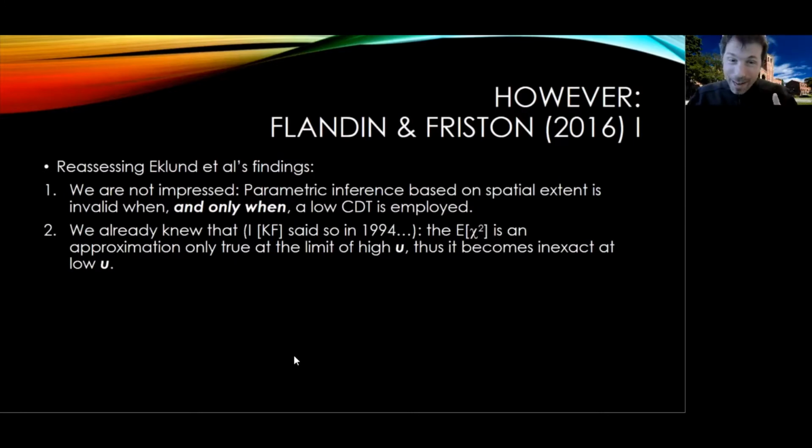I very clearly specified that the expected value of the Euler characteristic is an approximation of the true limit only for high thresholds. Only for thresholds so high where you only get blobs and you don't get any holes, right? So if you have lower thresholds, the approximation where the expected value of the Euler characteristic approximates the probability of getting one or more clusters just by chance under the null is only true for very high thresholds. So no surprise here, I told you so in 1994. Why is there such a big fuss?